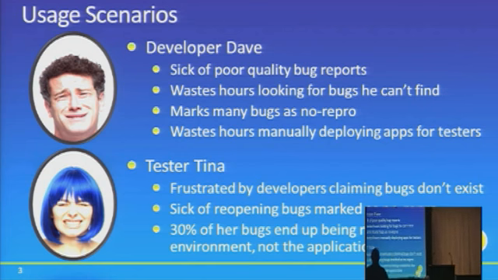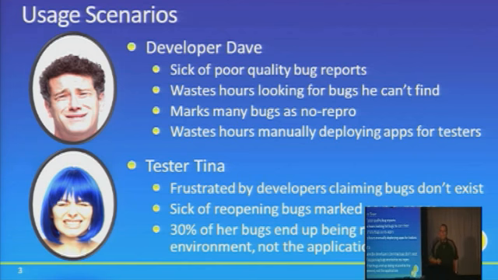There's another one there. He wastes hours looking for bugs that he can't find. So he invests a lot of time and effort looking for things that don't exist. That's not exactly a rewarding pursuit. He marks many of those bugs that he receives as no repro. He can't reproduce the bug, therefore he can't fix it. And he wastes hours manually deploying apps for testers. So every time there's a new drop available, it takes him hours to get that deployed out to the new servers or to the refreshed servers before our testers can do any work.